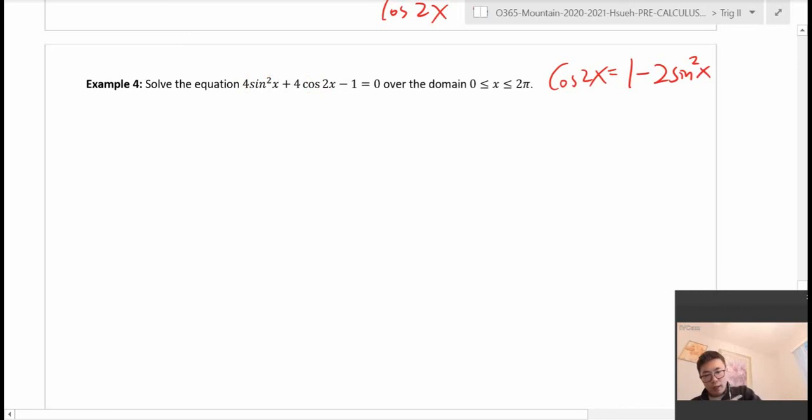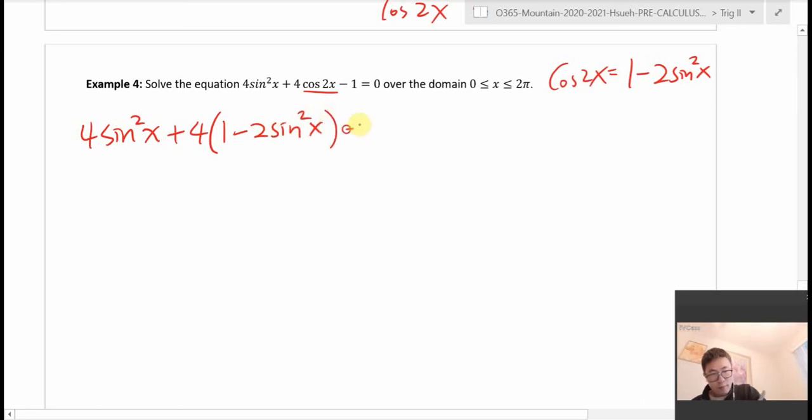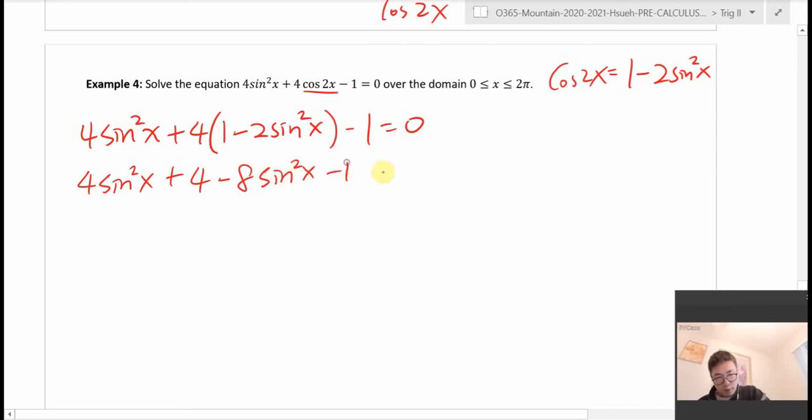So my equation then becomes 4 sine squared x plus 4. Now, instead of cosine 2x, I'm going to write it as 1 minus 2 sine squared x, minus 1 equals 0. Okay, so then we can simplify this a little bit. We got 4 sine squared x plus 4 minus 8 sine squared x minus 1 equals 0. I just distributed. Collect like terms. 4 minus 8 is negative 4 sine squared x plus 3 equals 0.